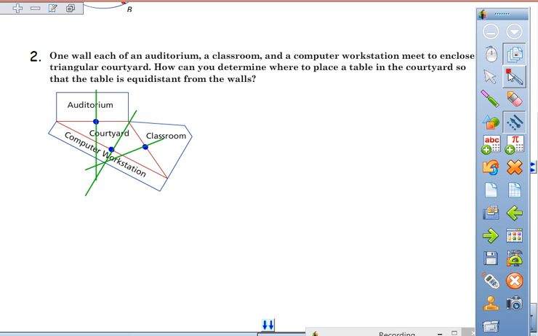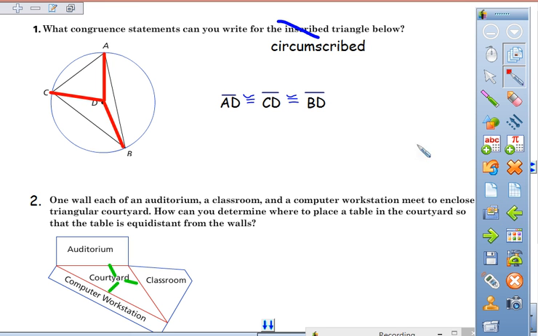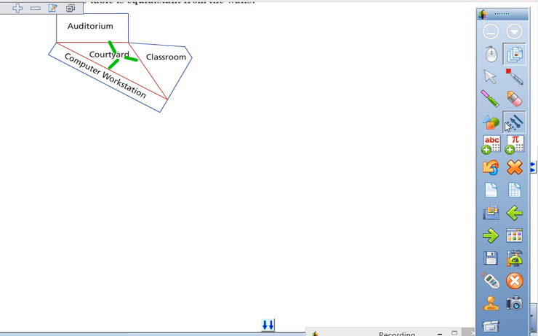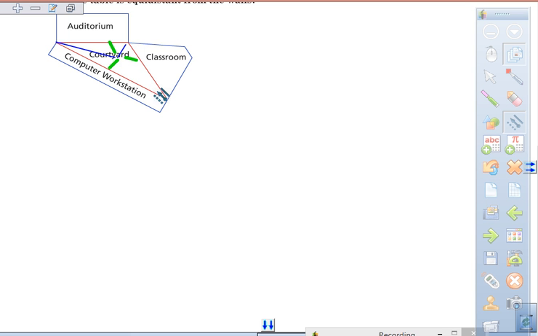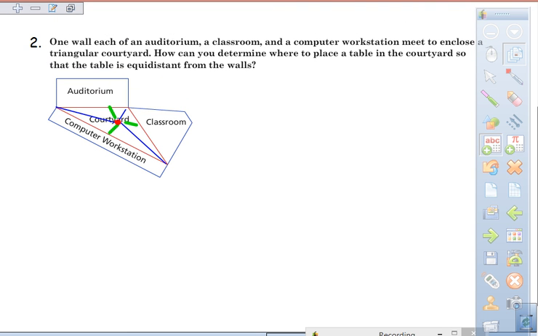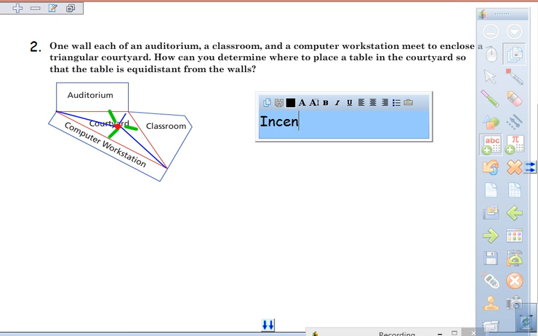Does that look right? So our point is going to be outside of the triangle? No, so we don't want to do perpendicular bisectors. What do we want to do? Yes, angle bisectors. So sketch in your angle bisectors. And they should meet just above the Y or the A in courtyard, so then all those green distances should be the same. So what we were finding was the incenter.